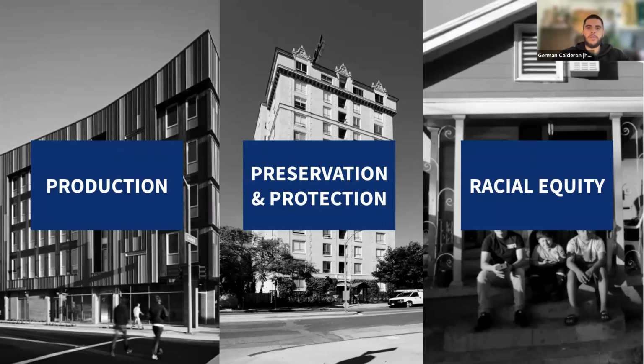So we need to take an all-of-the-above approach to tackling our housing affordability crisis, and that starts with production. What is production? Well, production is building more housing, specifically at lower levels of affordability. And we can do this through zoning and permitting reform that brings down the cost of constructing housing by removing delays and lengthy administrative processes that just make it too expensive to build homes here.